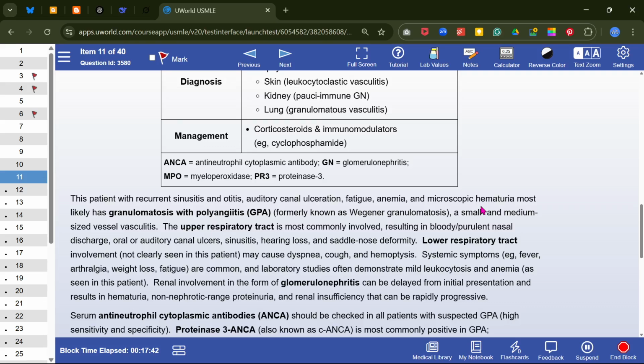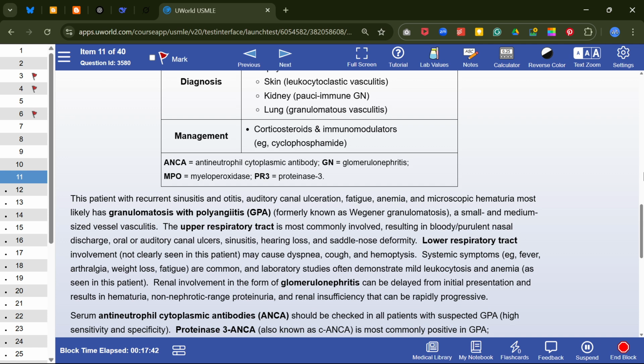This patient with recurrent sinusitis, otitis, and auditory canal ulceration, fatigue, anemia, microscopic hematuria, likely has GPA, formerly known as Wegener's, a small or medium-sized vessel vasculitis. The upper respiratory tract is commonly involved, resulting in bloody or purulent discharge, oral or auditory canal ulcer, sinusitis, hearing loss, saddle nose deformity. Lower respiratory tract involvement, not clearly seen in this patient, may cause dyspnea, cough, hemoptysis.